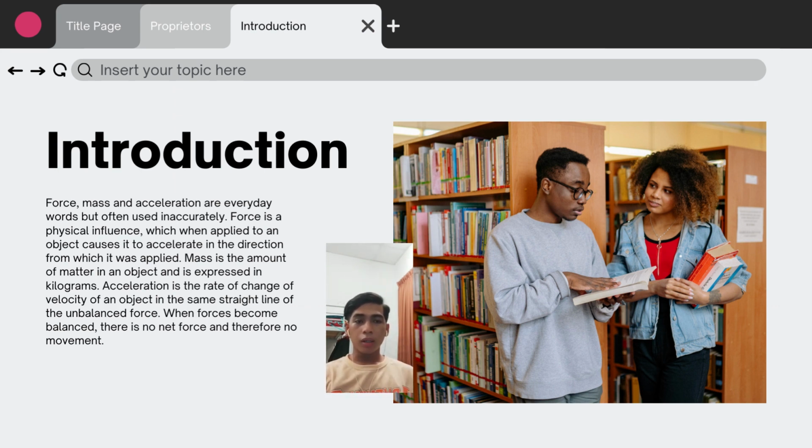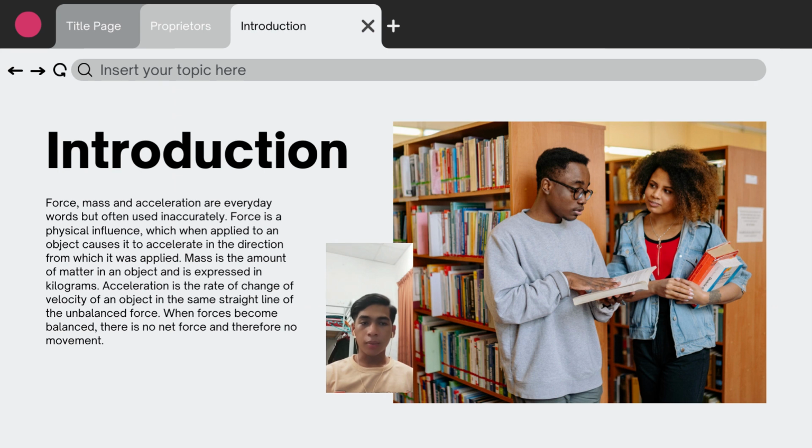Newton's second law links these three terms and concerns the effect that an unbalanced force has on the motion of an object. It states that the rate of change of velocity of an object is directly proportional to the force applied and takes place in the direction of the force. It is summarized in the equation F equals ma, that is force, mass and acceleration. Thus, an object of constant mass accelerates in proportion to the force applied.